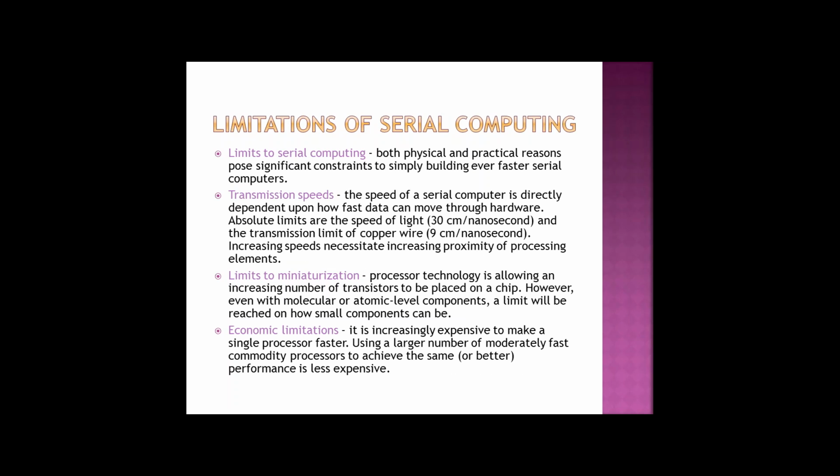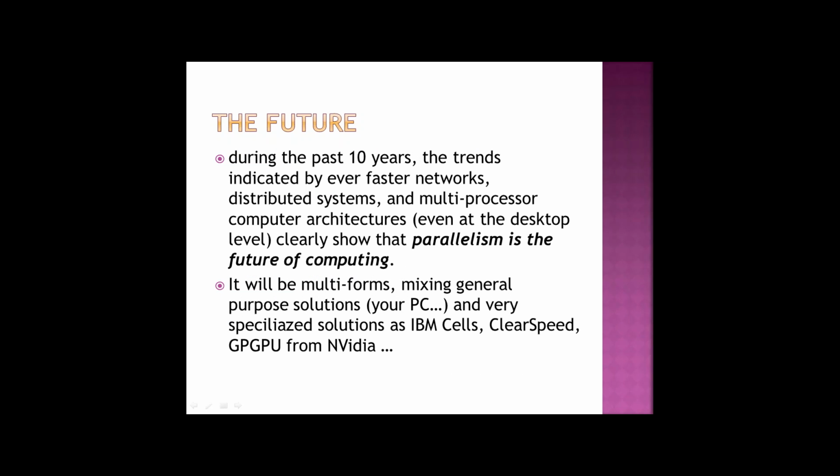Now, what are the limitations of serial computing? It is limited in that only one process is executing at a time. Then transmission speed is also slow, which is again a main limitation of serial computing. Then there is a limit to miniaturization, that is, it allows only one transistor to be placed. Then economic limitations, that is, the cost or the profit is also less in serial computing. What is the future? The future is that parallelism is the future of computing.